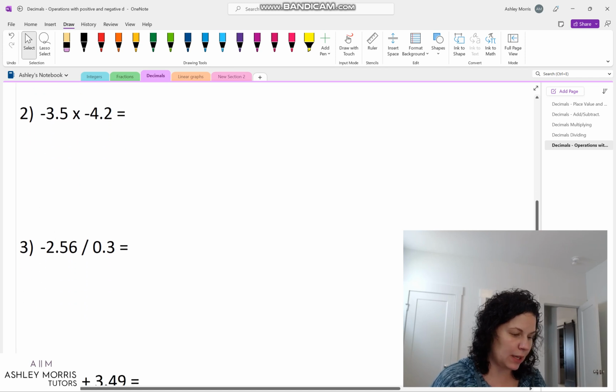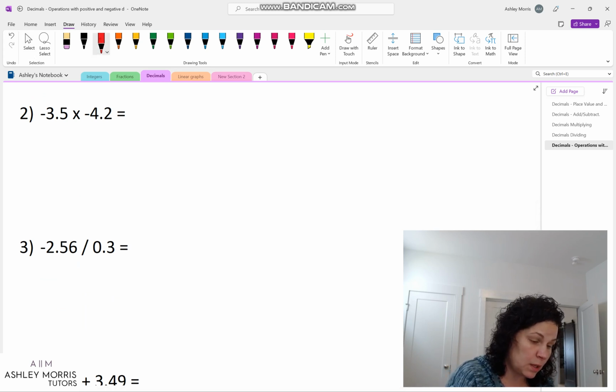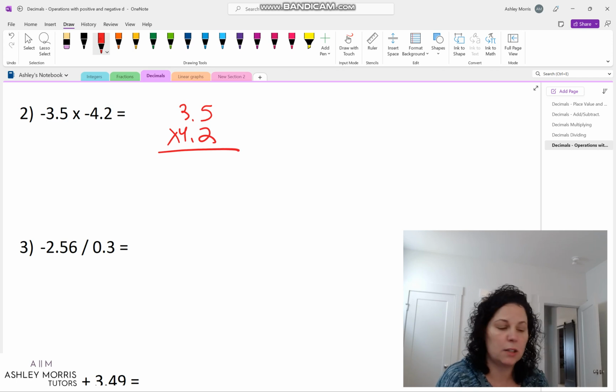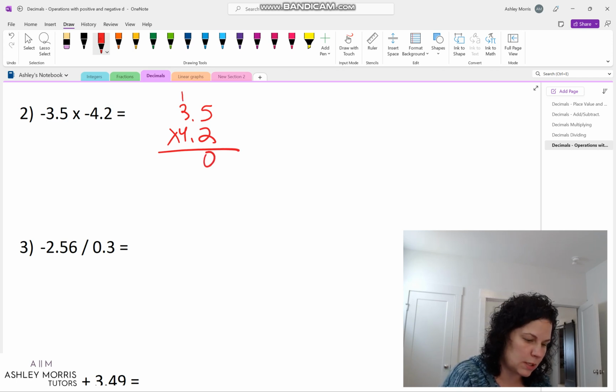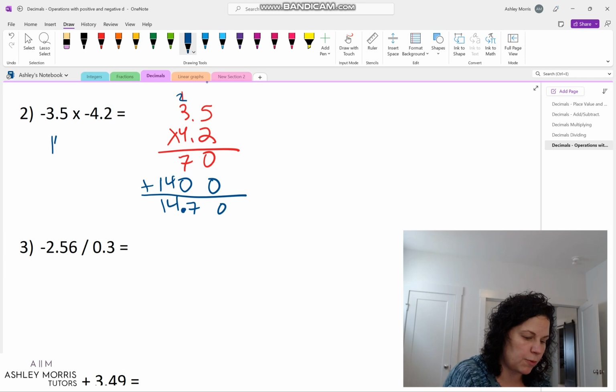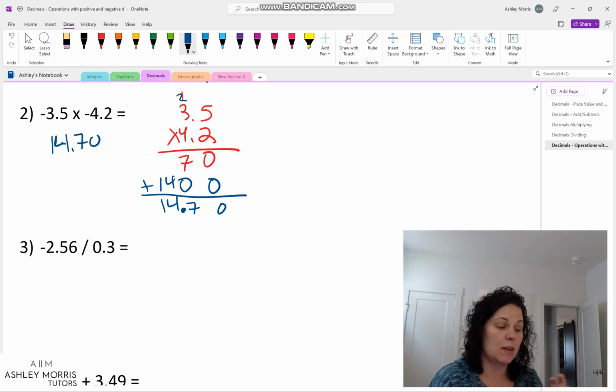Multiplying two negatives. When you multiply, we get a positive. So we automatically know our number is going to be positive for this one. 3.5 times 4.2. I'm going to ignore the decimals for a minute. 5 times 2 is 10. 2 times 3 is 6 plus 1 is 7. Put a 0 for a placeholder. 4 times 5 is 20. 4 times 3 is 12 plus 2 is 14. 0, 7, 1, 4. And there are two numbers behind the decimal, so that's going to be 14.70. And it's going to be positive. A negative times a negative is a positive.